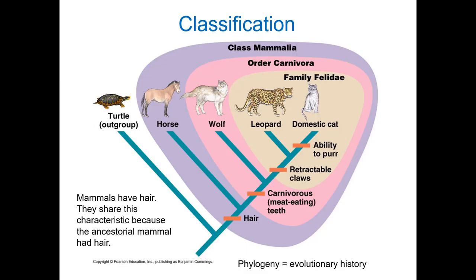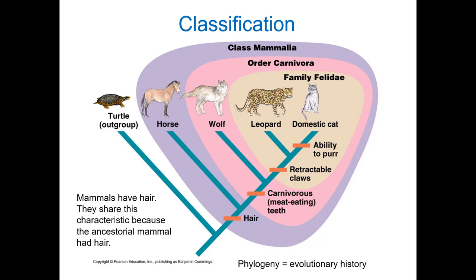Let's take a look at a very simple, perhaps a bit overly simple, example of how classification works. So what we have here is the classification of the domestic cat, and we're seeing a tree of relationships, sometimes referred to as a phylogenetic tree. So let's look at class Mammalia. That would include the horse, the wolf, the leopard, and the domestic cat.